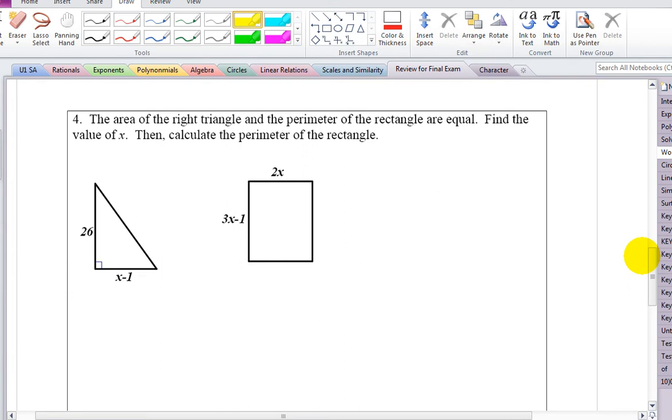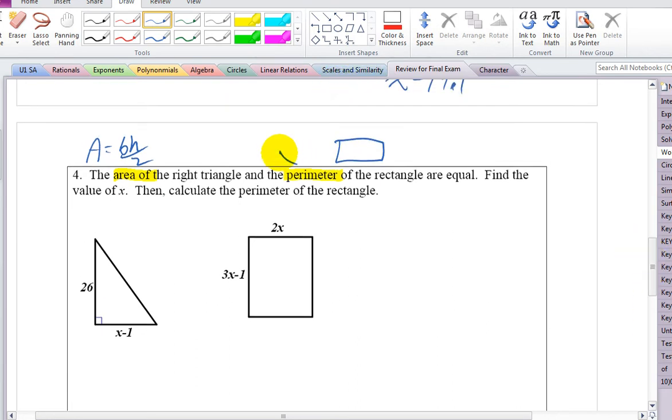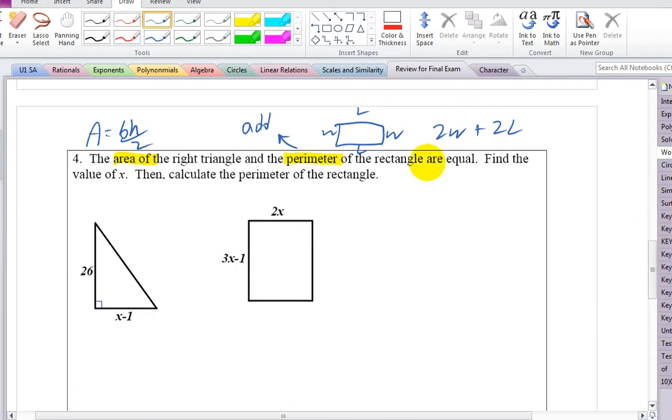So for a lot of the word problems, we talked about area and perimeter. Area of a triangle is base times height divided by 2. And for perimeter of a rectangle, you want to add all the sides. Here's a width and a width. How many widths are there? 2. How many lengths? 2. So 2 widths plus 2 lengths. If you don't want to use the formula, you don't have to. Just make sure you have all the widths, all the lengths.